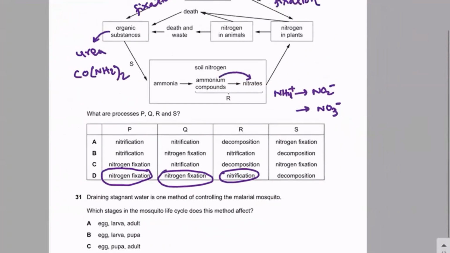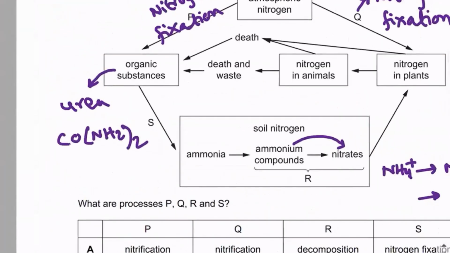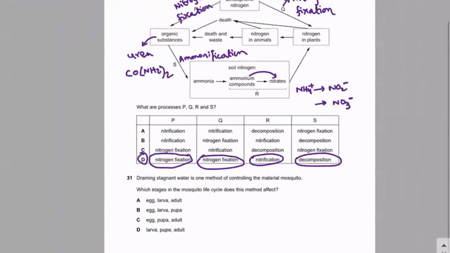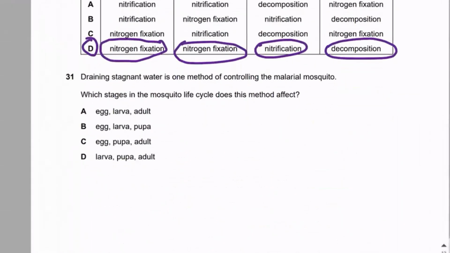What is S? In S, organic substances like proteins or urea are converting into ammonia. So basically, this is decomposition, or we can say ammonification. The answer is D. Draining stagnant water is one method of controlling the malarial mosquito.